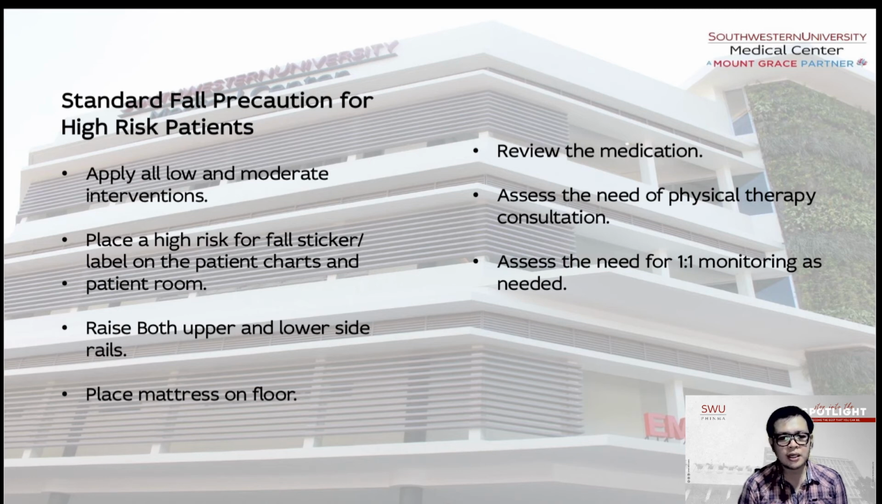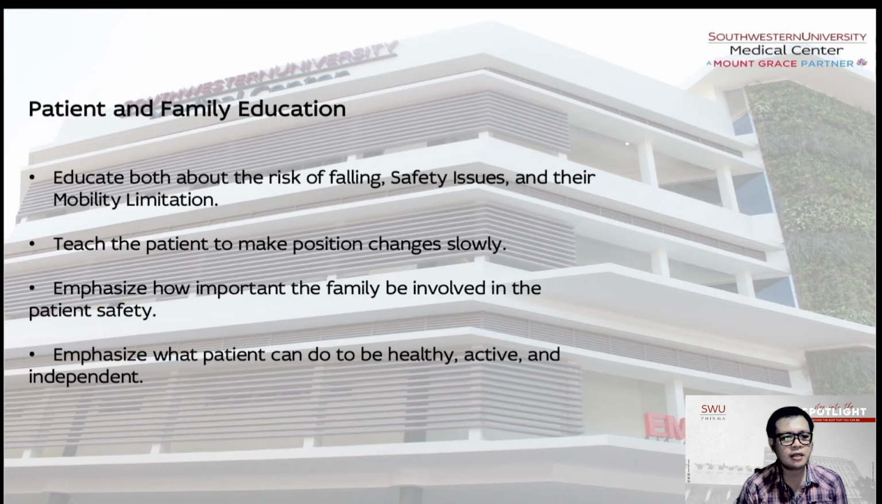Review the medication, assess the need for physical therapy consultation if needed, and assess the need for one-on-one monitoring as needed, particularly for those patients who are critical. So for patient and family education, we have to make sure that we can educate them on the risk of falling, safety issues, and their mobility limitations.